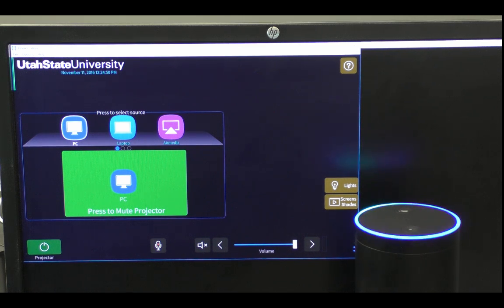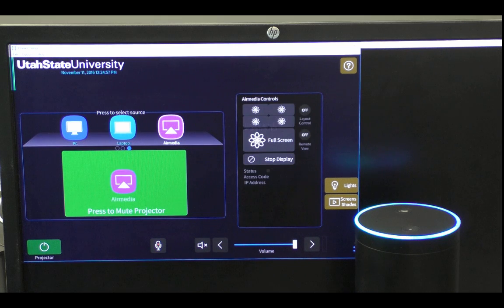Set the source to laptop. The source is laptop. Source my feed from air media. The source is air media. Turn the projector off. The projector is off. Turn the projector on. The projector is on.